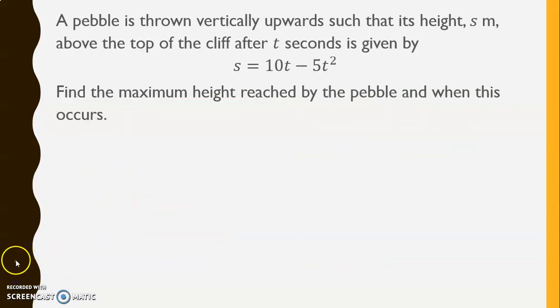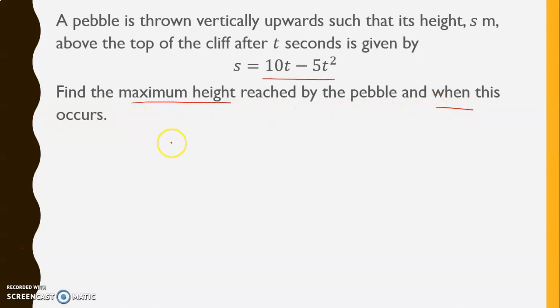In the following example, a pebble is thrown vertically upwards such that its height s meters above the top of the cliff after t seconds is given by this function over here. Find the maximum height reached by the pebble, and when. Okay, we want to know also when this occurs.